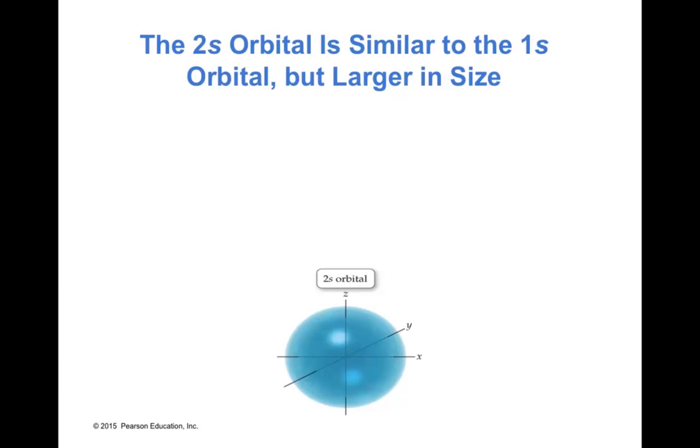The s subshell contains the 2s orbital, with higher energy than the 1s orbital and slightly larger but otherwise similar in shape. So the 1s orbital is going to have a sphere shape as well as the 2s, but the 2s is going to have a higher energy than the 1s, and also it will be slightly larger than a 1s orbital.